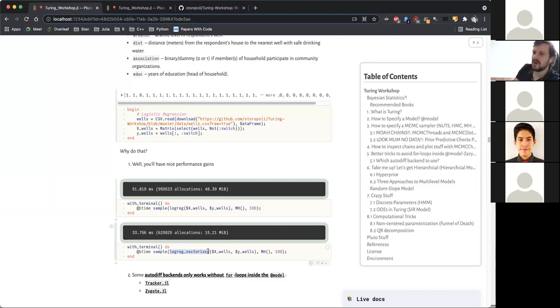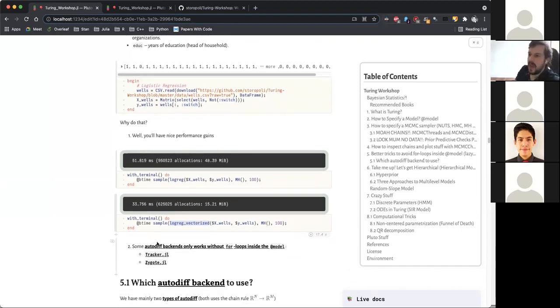And also the second thing is that some autodiff backends only work if you don't have any for loop inside your model macro. So Tracker and Zygote, the two Flux.jl autodiff backends that Turing can use, don't work if you have a for loop. So you have to get rid of those. Then you use arraydist and LazyArrays.